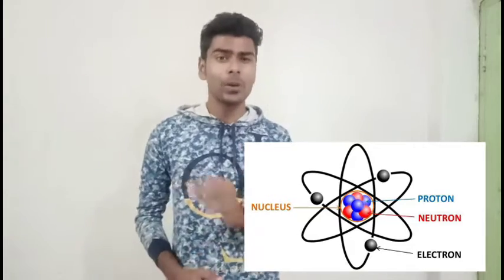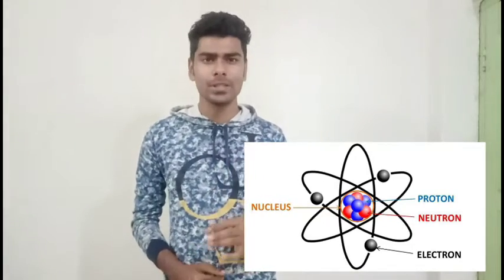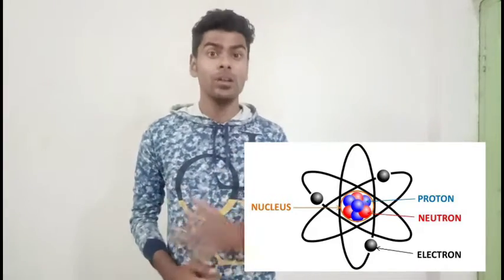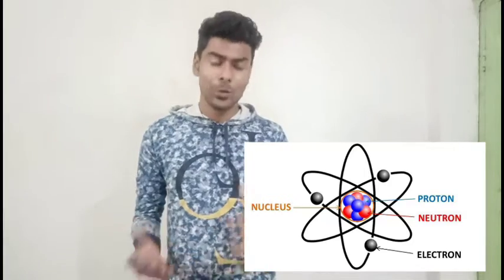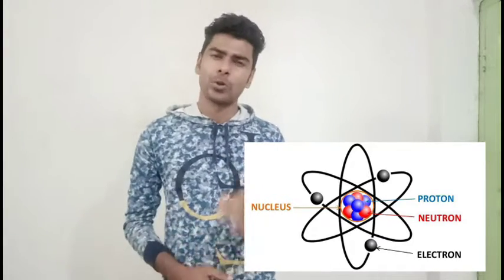The nucleus is made up of two particles, protons and neutrons, and electrons revolve around the nucleus in their own fixed orbit. Protons are positively charged particles, electrons are negatively charged particles, and neutrons have no charge.